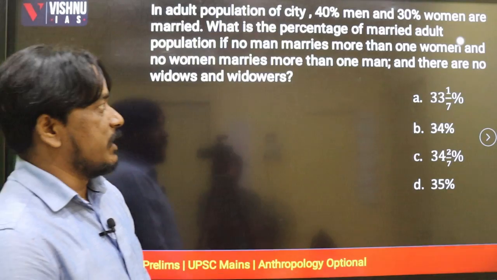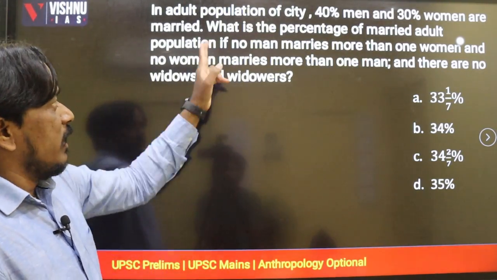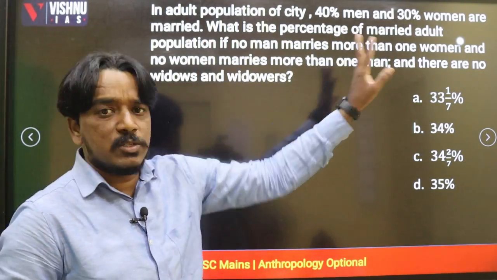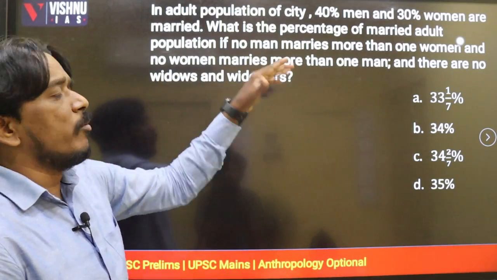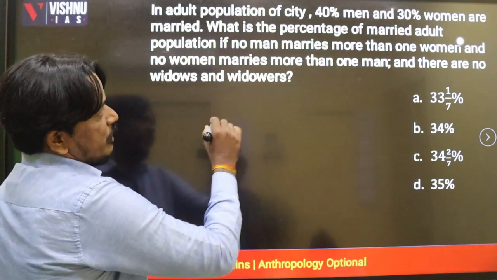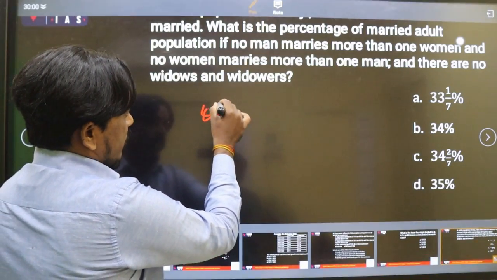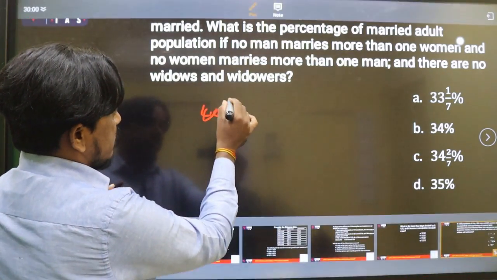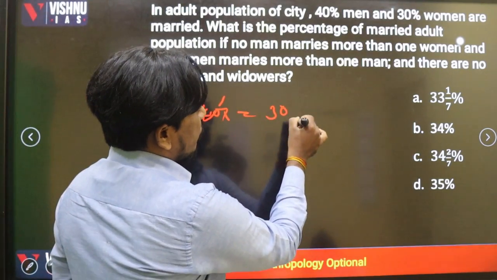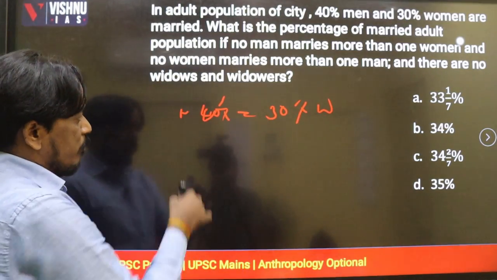In the adult population of a city, 40% of men and 30% of women are married. What is the percentage of married adult population if no man marries more than one woman and no woman marries more than one man, and there are no widows and widowers? Clear? In this situation, 40% of men, married men, is equal to 30% of married women.